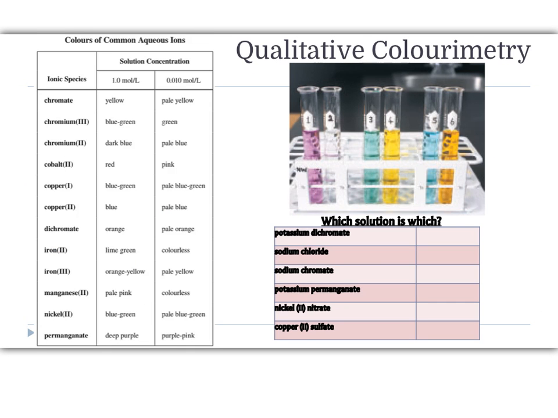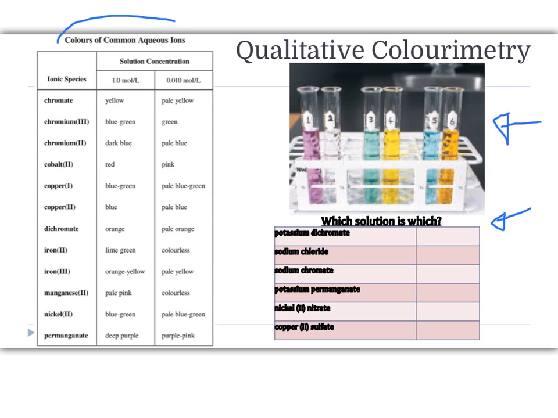We're going to talk about two types of qualitative colorimetry. Again, this is finding out if something is present. What we can do here, in these different test tubes, I have 6 different solutions that are all emitting different colors. The question here, or the example, would be which solution is which.